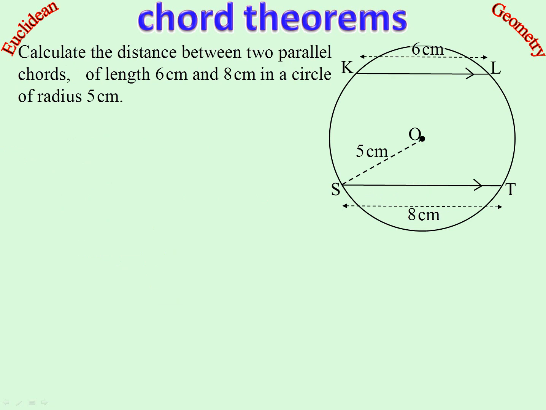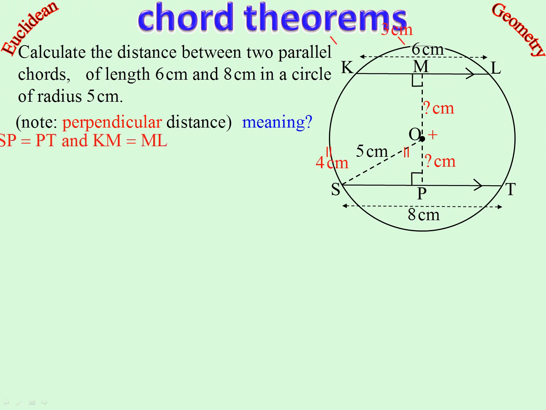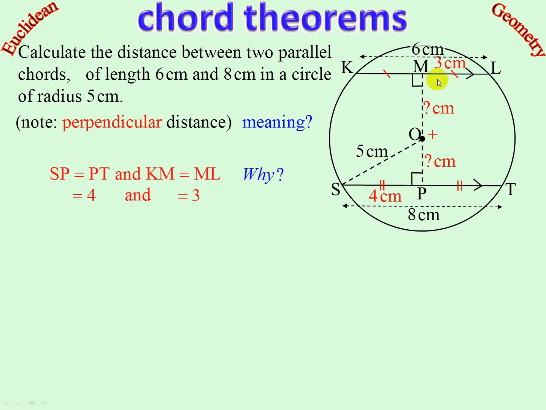Now in this case it says calculate the distance between the parallel chords. Well, the distance between two parallel lines is a perpendicular line drawn between them. For convenience sake, we're going to draw it through the center, which makes it very useful. Because it's perpendicular to that chord and perpendicular to that chord, it means it bisects both chords.